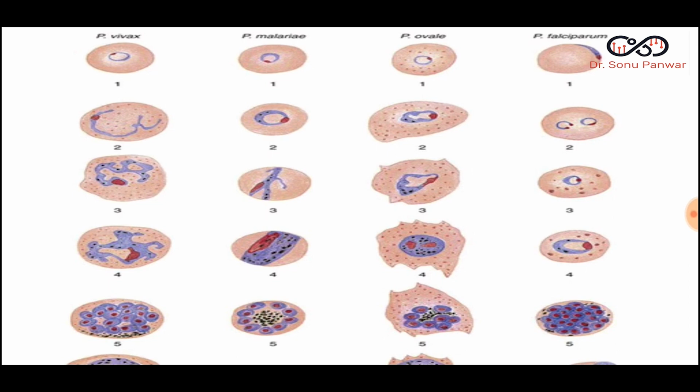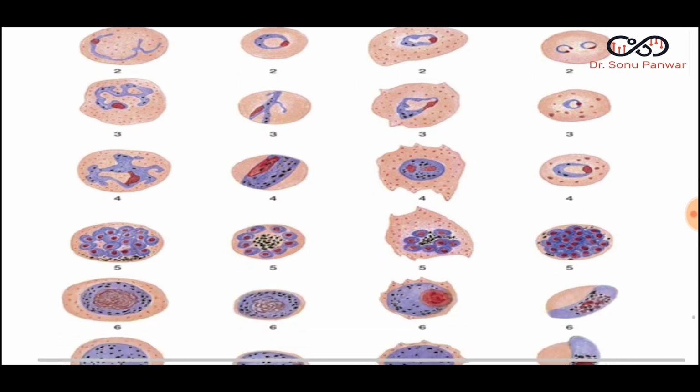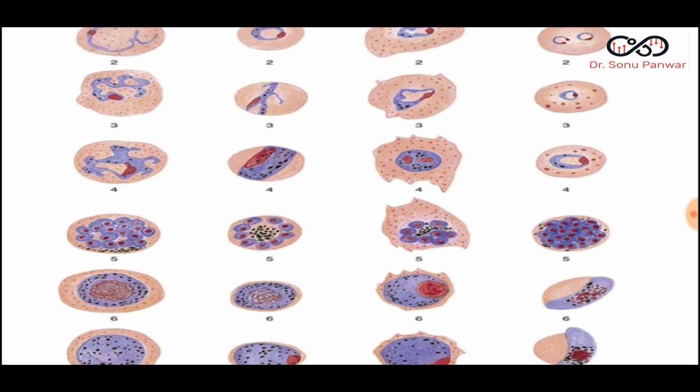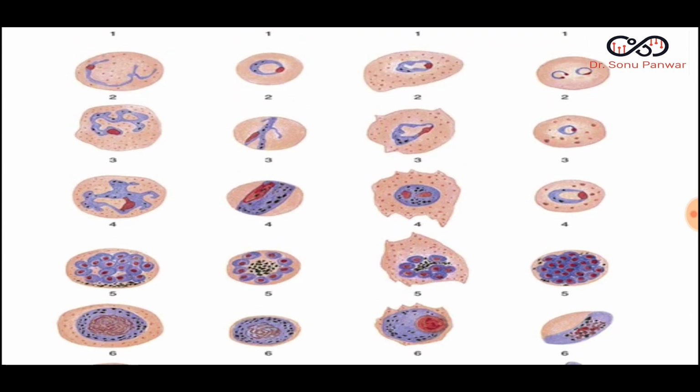And in falciparum, as you can see in the second one, the headphone-like configuration or double chromatin sign is what you need to remember. And the last one is the banana-shaped gametocytes, which is the characteristic of Plasmodium falciparum. So remember all these points, these are being asked again and again.